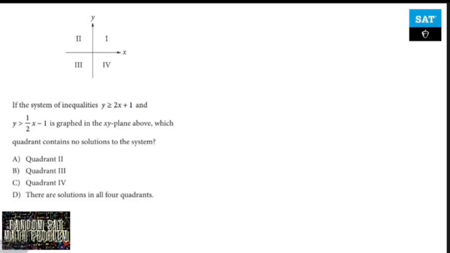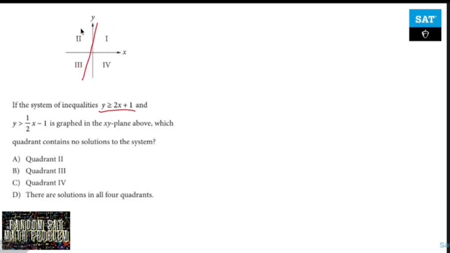If the system of inequalities, that one and that one, is graphed in the xy plane, which quadrant contains no solutions to the system? All right, so we have ourselves a nice little fake coordinate plane here that I'm going to use. I'm going to graph this guy in red, and I'm not going to alter this. I'm not going to mark anything off. I know that if this is 2x plus 1, it's going to have a positive y-intercept and a positive slope, so it's going to look something like that.